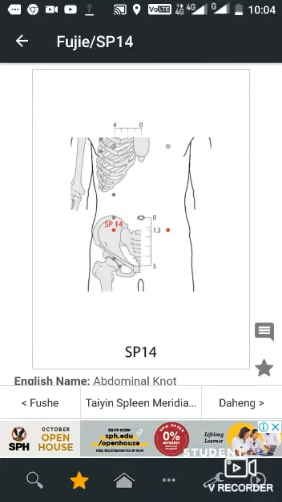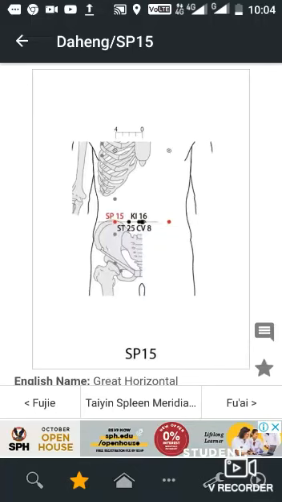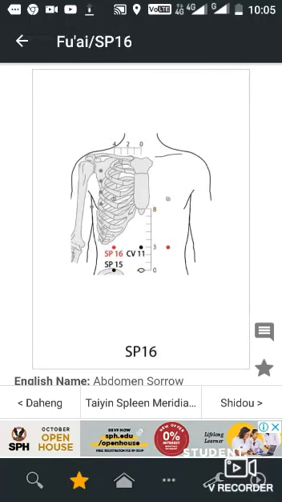Next, spleen 14. 1.3 cun below Daheng, spleen 15. 4 cun lateral to the midline. Next, spleen 15. On the abdomen, 4 cun lateral to the center of the umbilicus. Next, spleen 16. 3 cun above Daheng, 4 cun lateral to the midline.